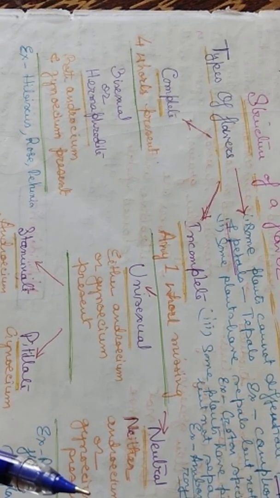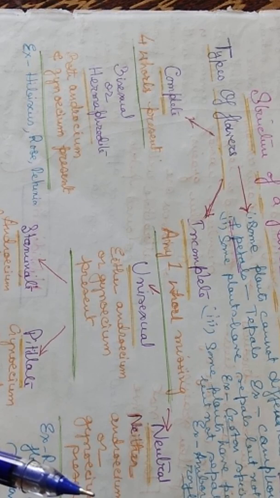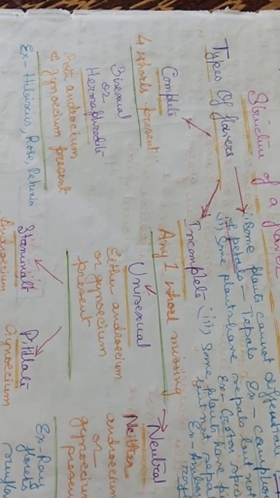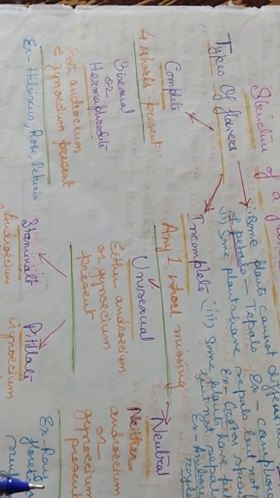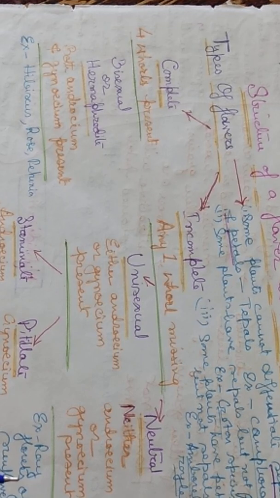Now the types of flowers. Flowers are of two types: complete and incomplete. A complete flower has all four whorls present in it. This is also known as a bisexual or hermaphrodite flower, in which both androecium and gynoecium are present. Examples are hibiscus, rose, petunia, etc. Next is the incomplete flower. In this, either one whorl or two whorls are missing. It can be unisexual or it can be neutral.